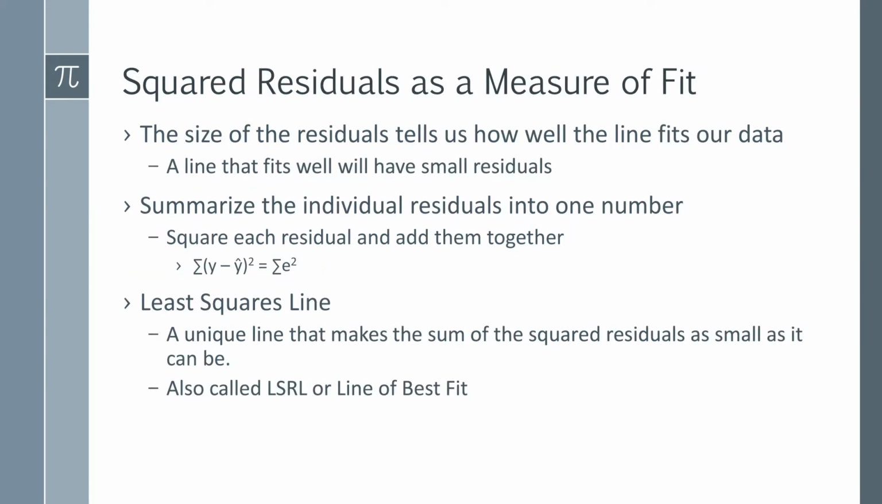So we use the residuals to measure the fit of our line against our data. A line that fits well will have small residuals. We want to summarize the individual residuals into one number. So we take each data point and subtract off the predicted value, square those, and then add them all together. That gives us all of our residuals in one number. The least squares line is the unique line that makes the sum of the squared residuals as small as it can be. It's also known as the LSRL, or the line of best fit.